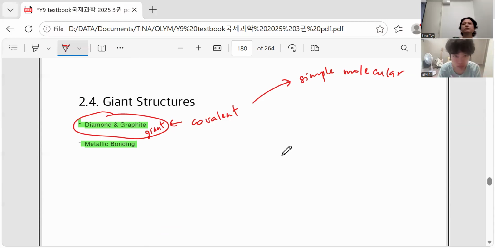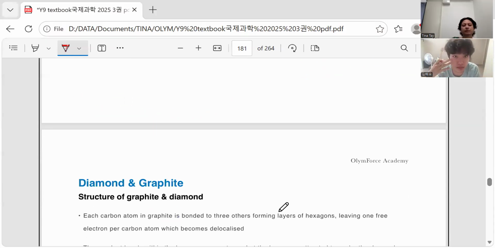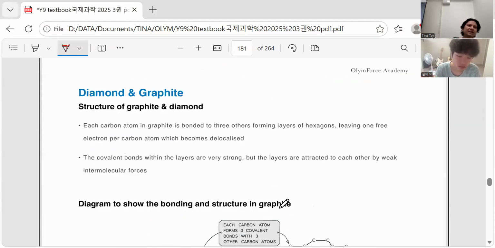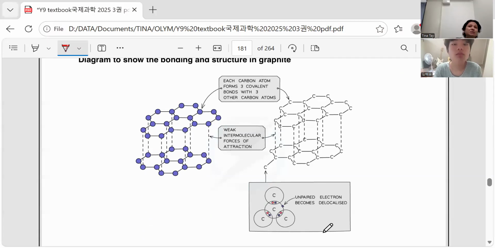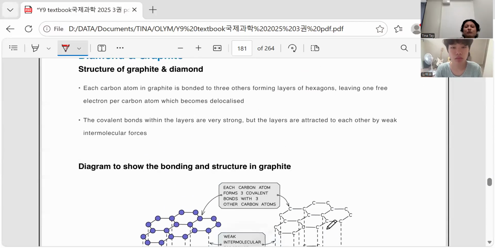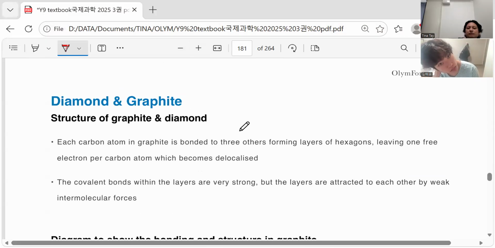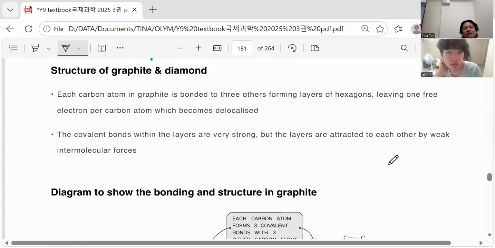All right. Ready? So diamond and graphite have a very specific structure. I don't know whether your teacher's going to make you draw, but it's actually part of your syllabus. So if your teacher's going to make you draw, make sure you know how to draw. I don't think they're going to make you draw the whole thing. Usually for this chapter, what you draw is usually ionic and covalent. So, the structure of graphite and diamond.